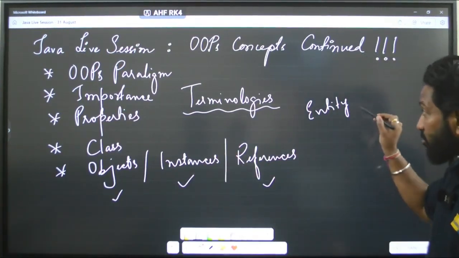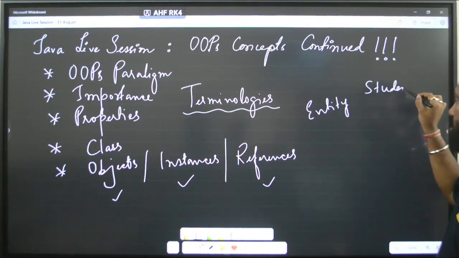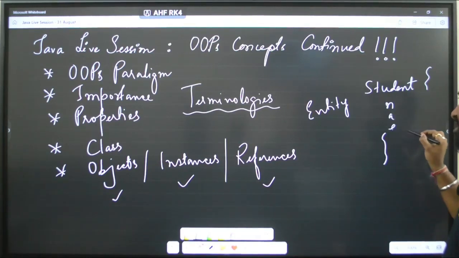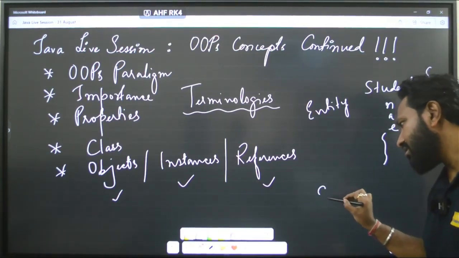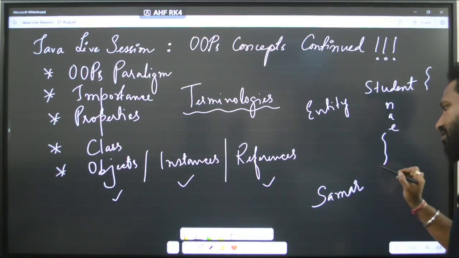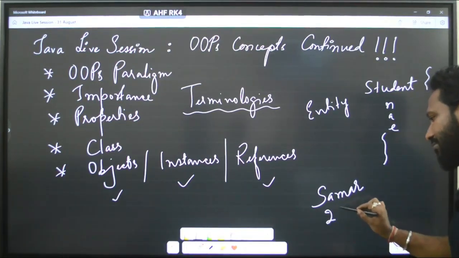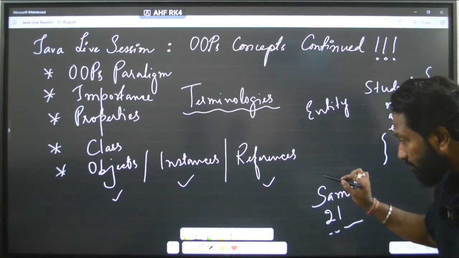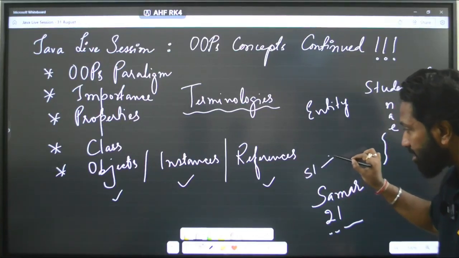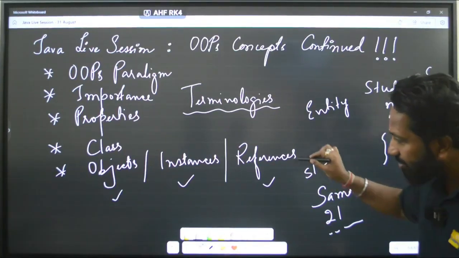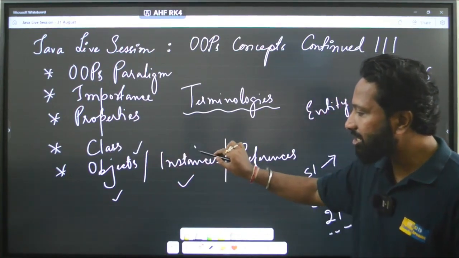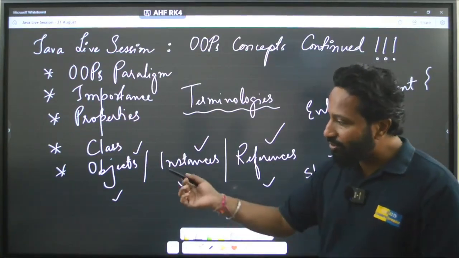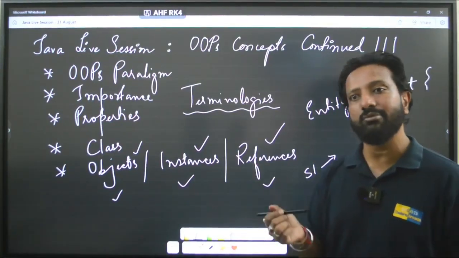Fine. So suppose I have a student. This is the class. Here I have name, age and email ID. If I am writing Summer as the name, then the age say 21, then the email ID say something@.com. So when I create S1 as an object, this S1 will be an object, an instance, and a reference also. So ultimately, object, instance and reference are absolutely the same thing.